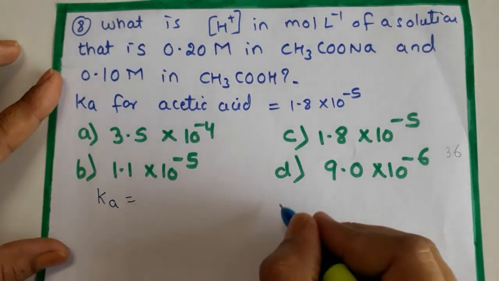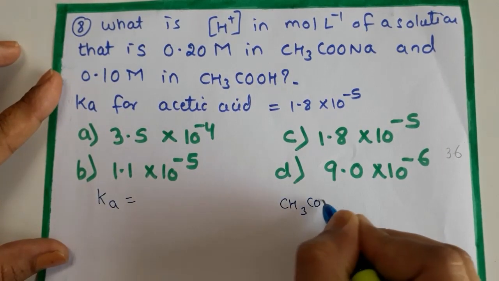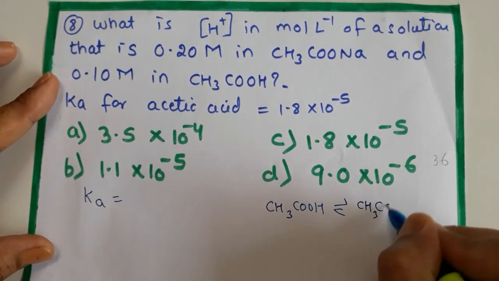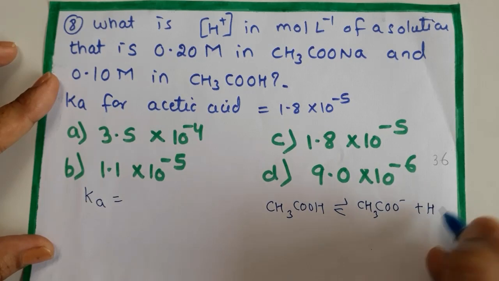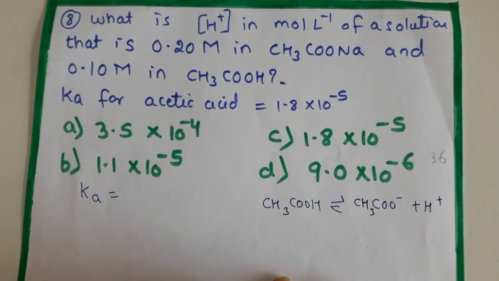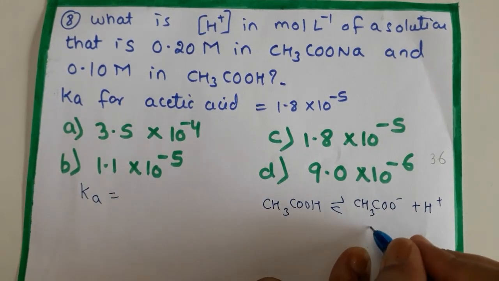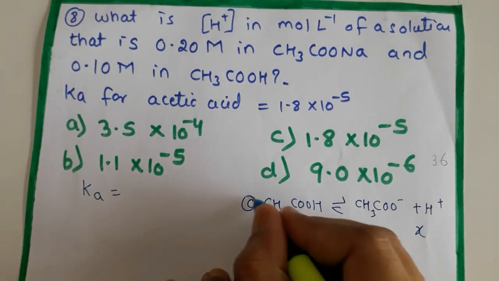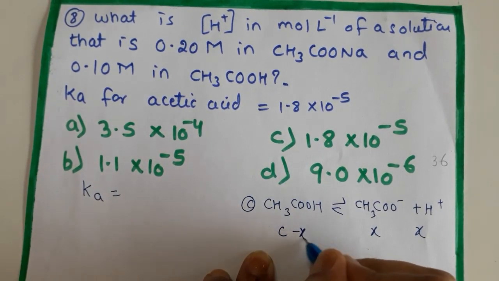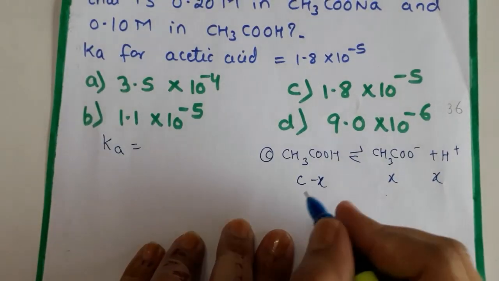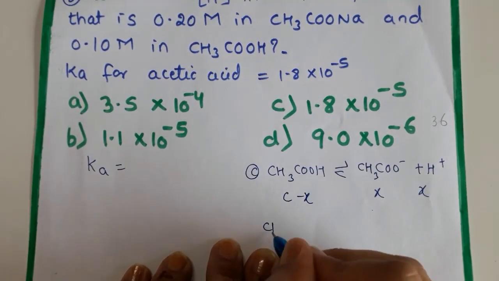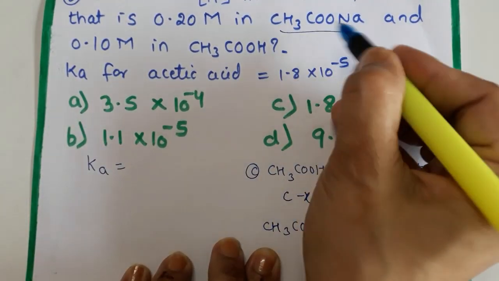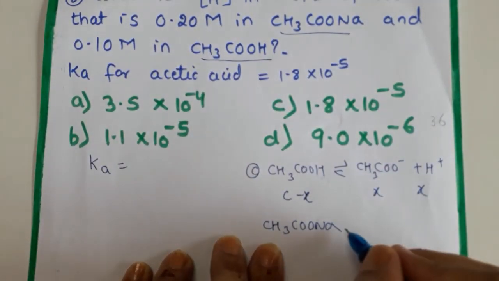Ka for acetic acid, so we must know the expression of dissociation of acetic acid is this. Now if this is X, this also would be X. Let us say we are having C moles, so I will write C minus X. Now let us write down one more reaction of sodium acetate. They have given sodium acetate and acetic acid, so we will write both the reactions.